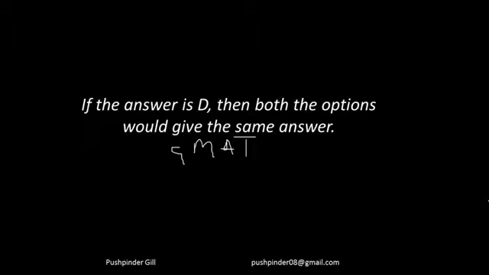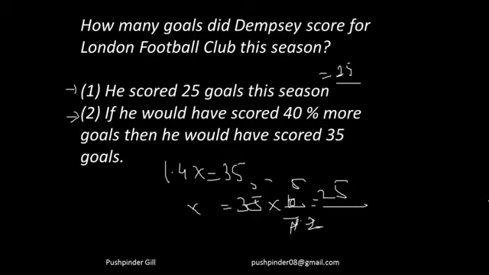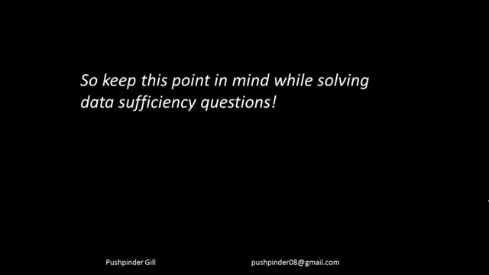If the answer option is A, then one of them is not sufficient. That doesn't make any sense. So if the answer option is D, then both options will give you the same answer. Keep this point in mind while solving data sufficiency questions, because this will help you a lot, especially in the tough questions, the 700 to 800 level questions.